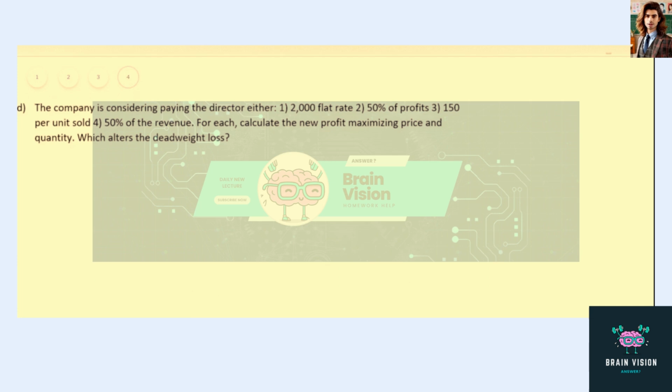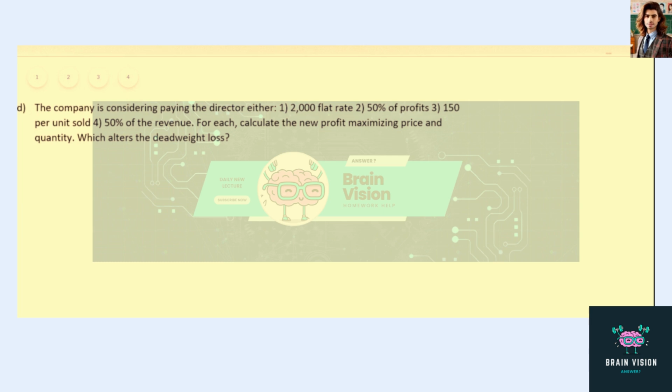The last part of the question then tells us that the company is considering paying the director of this movie that they're producing one of these four options: either a flat rate of 2,000, 50% of the profits, 150 per unit sold, or 50% of the revenue. For each of these, it tells us to calculate the new profit maximizing price and quantity, and then asks which one alters the deadweight loss.